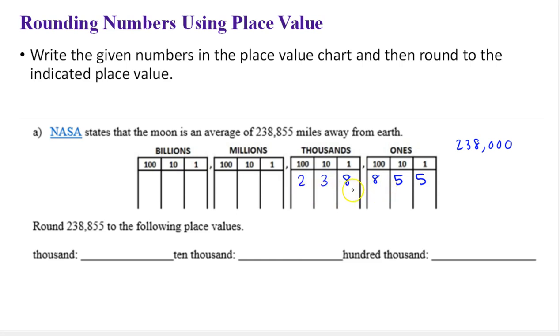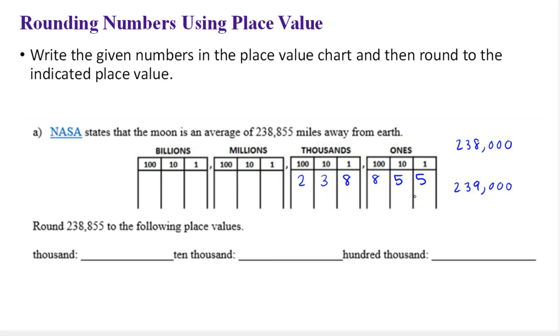But this number is smaller than 239,000 because we don't have enough ones to make this a 9. If we had 1,000 ones, this would be a 9. It would be the next thousands value. So our number, we want to estimate it or round it to the nearest thousand, is between 238,000 and 239,000. So the question is, which one are we going to use to represent the best estimate of this number?